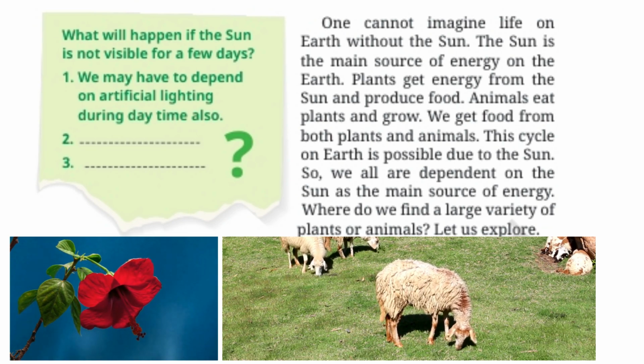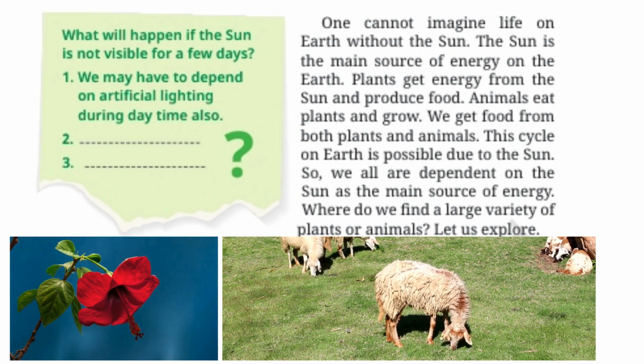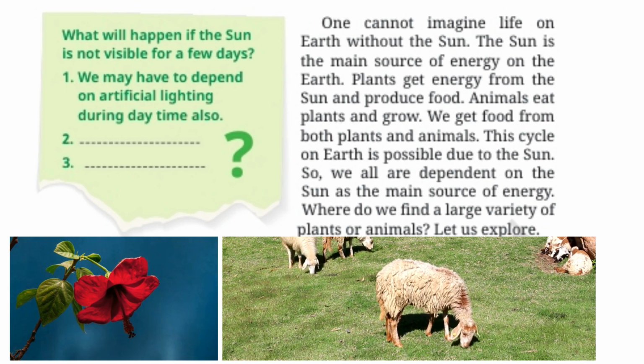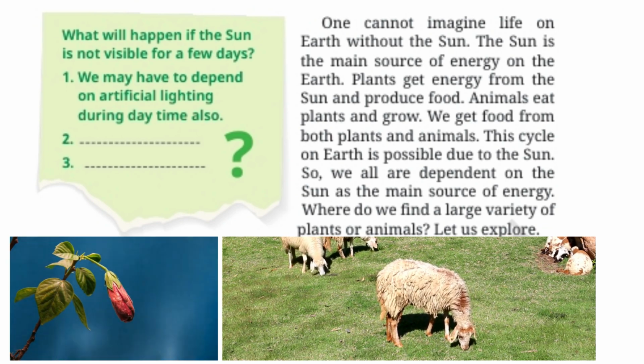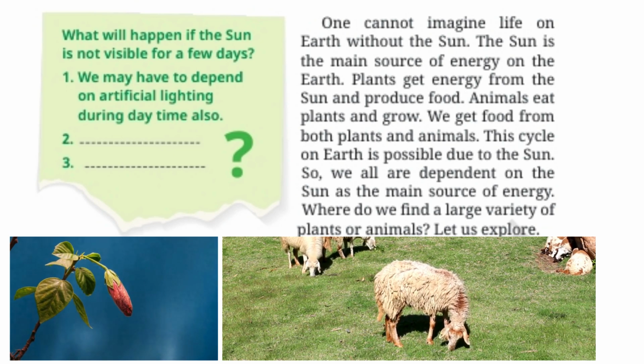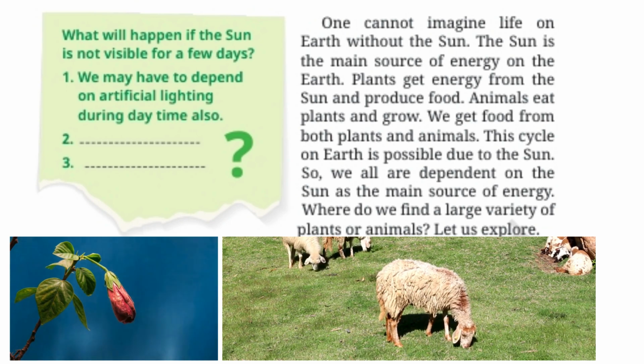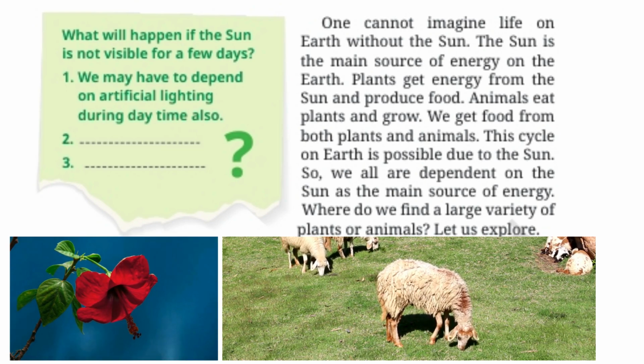Plants get energy from the sun and produce food. Animals eat plants and grow. By using the chain, we get food from both plants and animals. What are the main sources of food? Plants and animals. This cycle on earth is possible only because of the sun. So we are all dependent on the sun as the main source of energy.